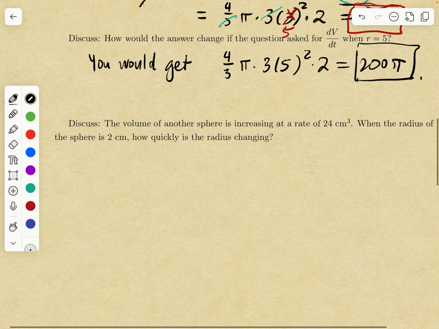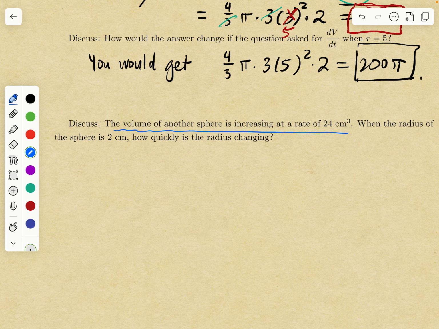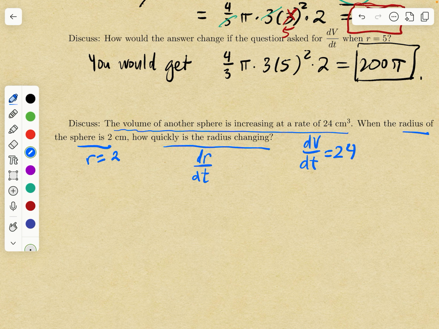Okay, we have time for another question that's sort of related but a little different. The volume of another sphere is increasing at a rate of 24 cubic centimeters per second. When the radius of the sphere is 2, how quickly is the radius changing? Well, this time, what we're given is how fast the volume is increasing. So dv dt is 24, and we're given that when the radius is 2, we want to know how quickly the radius is changing. So what is dr dt?